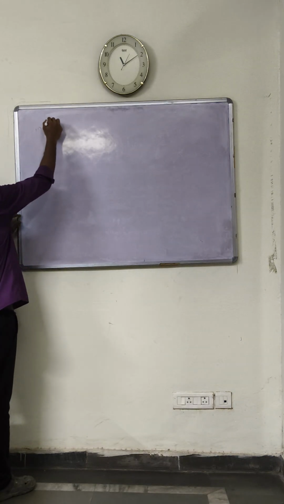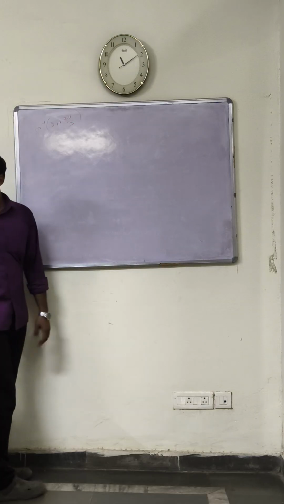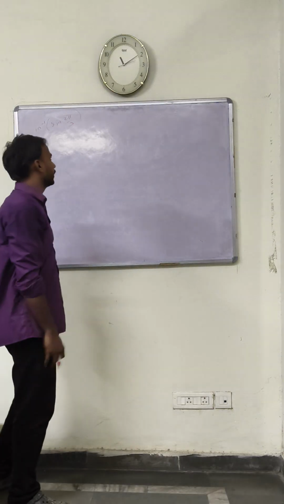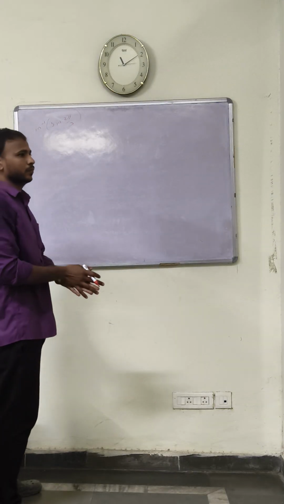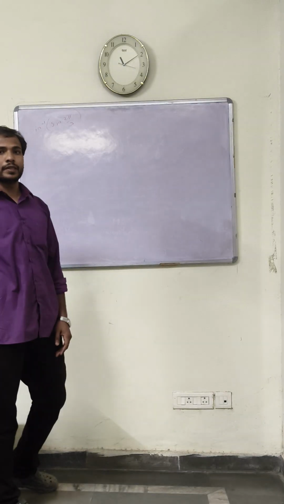Solve sin inverse of sin 2 pi by 3. Okay, 2 pi by 3. Sin inverse of sin 2 pi by 3.